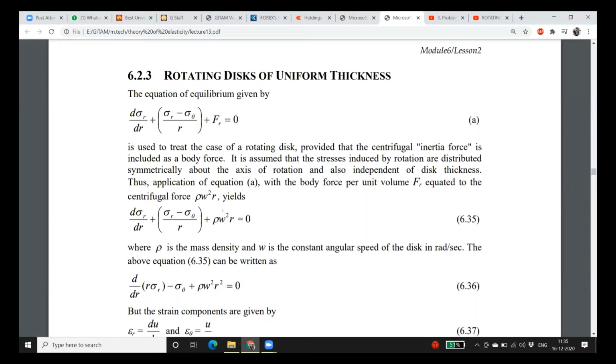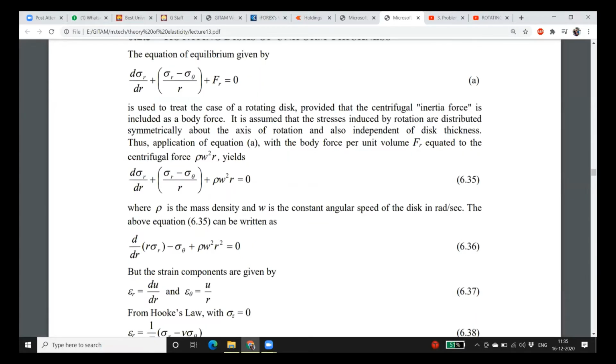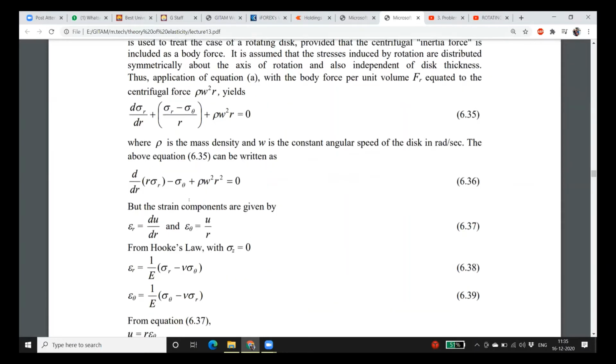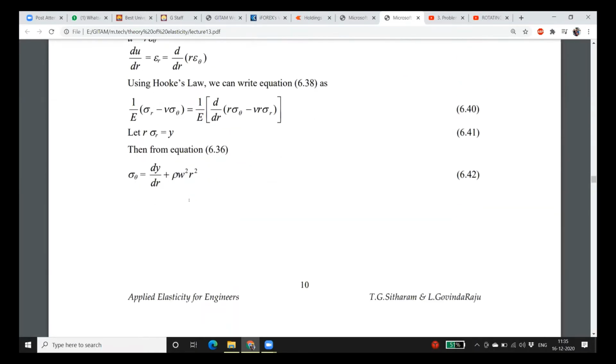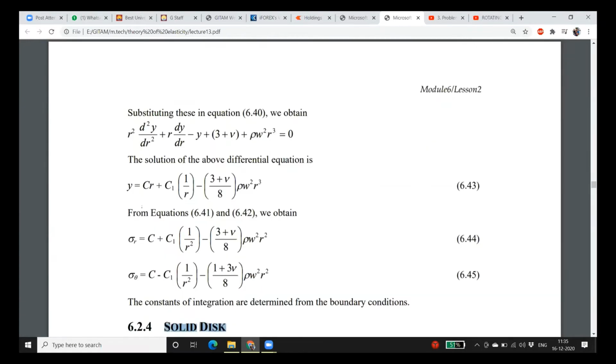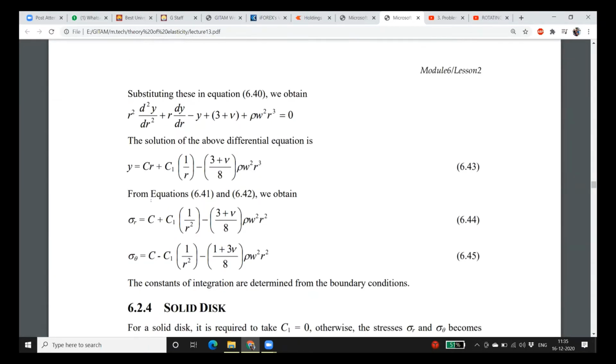If you substitute that and simplify the equilibrium equation, and all the values in between, you are going to get the final state of stress, σr and σθ. But before that, you can see this expression over here: r² ∂²y/∂r² + r ∂y/∂r − y. So it is in the form of an equation of degree 2. For this we have a calculator also. If it is a problem, we can solve it, but this is not a problem. We do not have to go in depth in calculation.